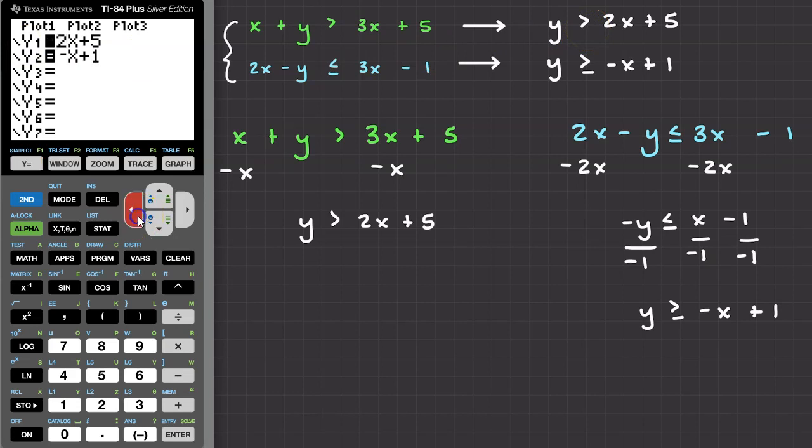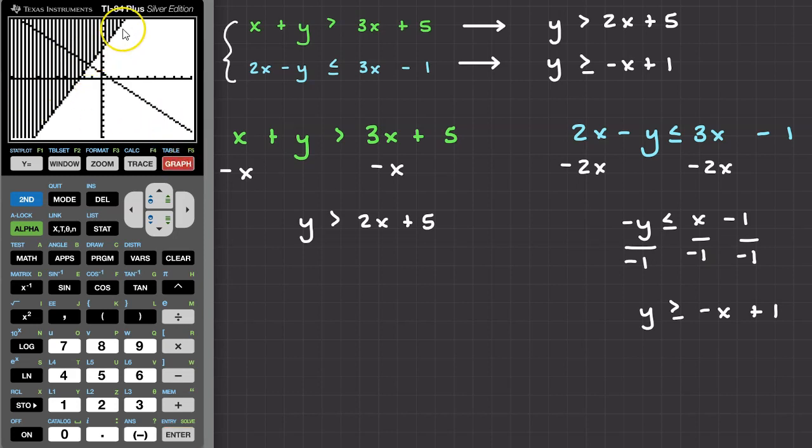Use your cursor to go all the way to the left. Once your cursor has selected the boundary line, hit enter twice. Notice now that you're able to see shading above the boundary line. Let's go ahead and hit graph and see what happens. The first inequality, the one with the positive slope, now shows shading above the boundary line, or y values that are greater than 2x plus 5.